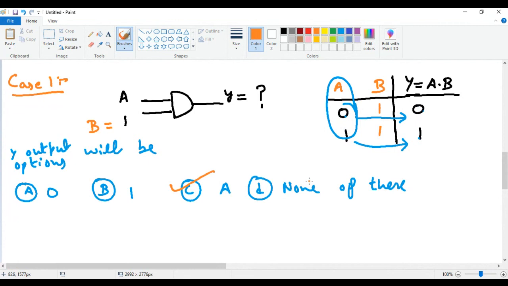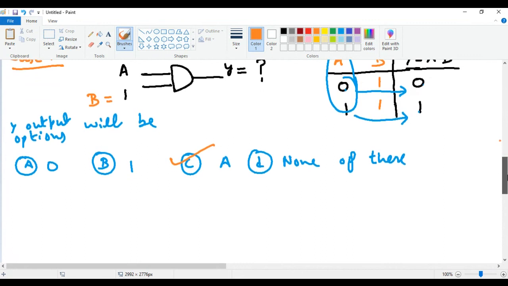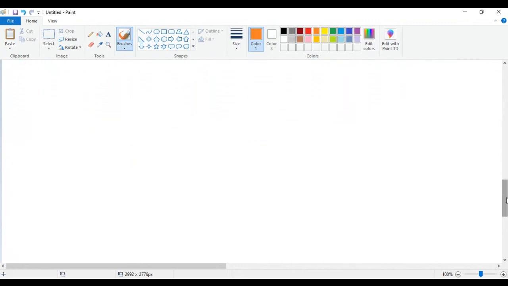Clear? Concept clear? I hope you understood this concept. If you still have doubts, you can ask in the comment box. Okay, then we will discuss the second case from where the question can be asked.